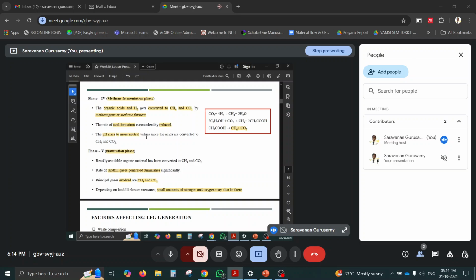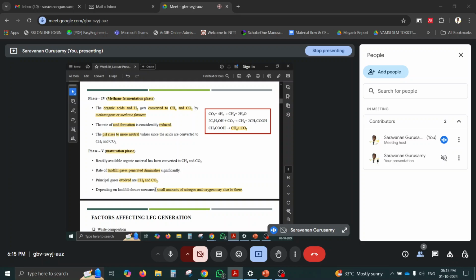Initially the pH was constant, then it dropped due to the acid formation, and now it will be converted into a more neutral form. That's why whenever the leachate pH is alkaline or nearly neutral, it is called a stabilized leachate. Whenever the leachate has acidic conditions, it is called a fresh leachate, generated from fresh solid waste. Then the fifth phase is the maturation phase, where readily available organic matter has been converted into methane and carbon dioxide and landfill gas generation diminishes. All the solid waste has matured and no more organic matter is present, so no more methane and carbon dioxide will be evolved. Here again, the gas evolved is methane and CO2.